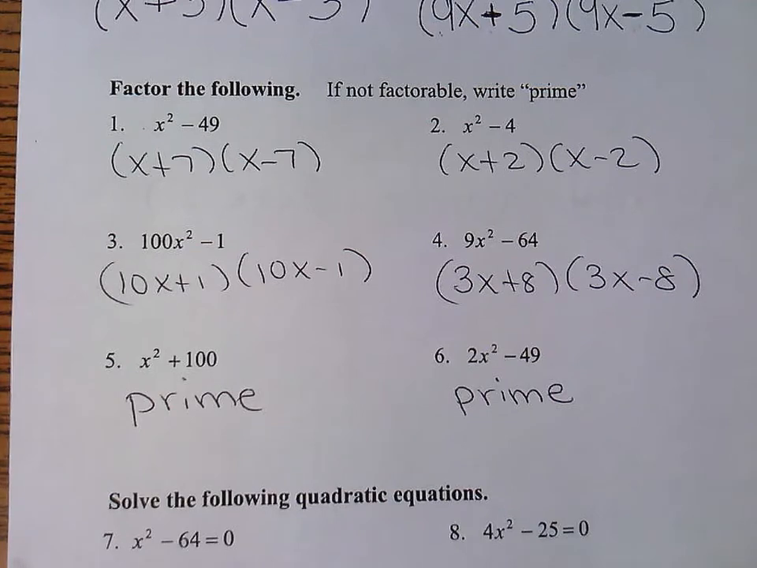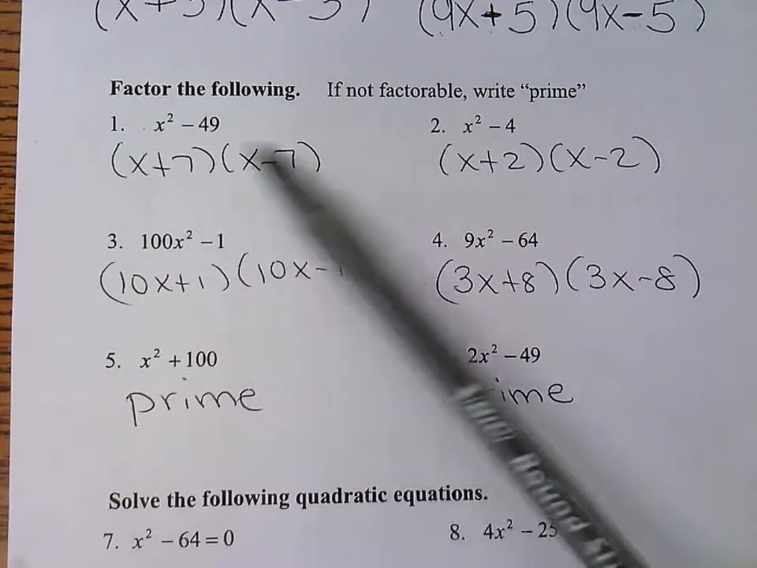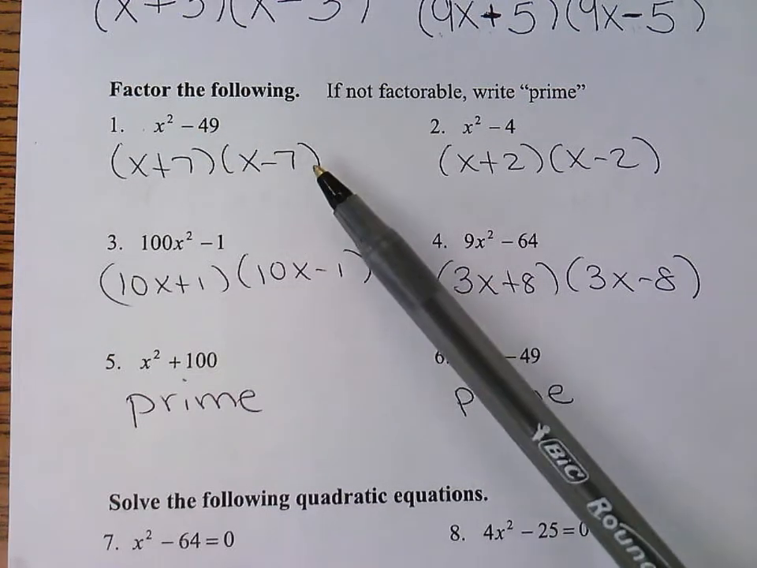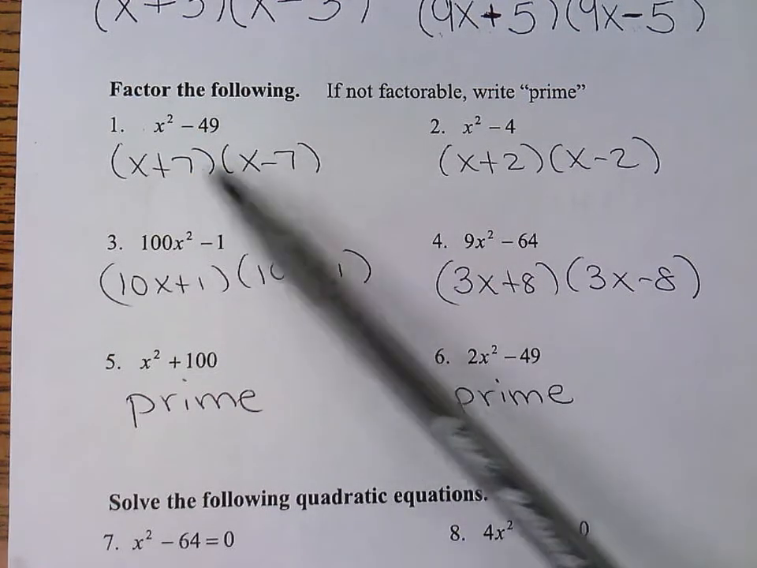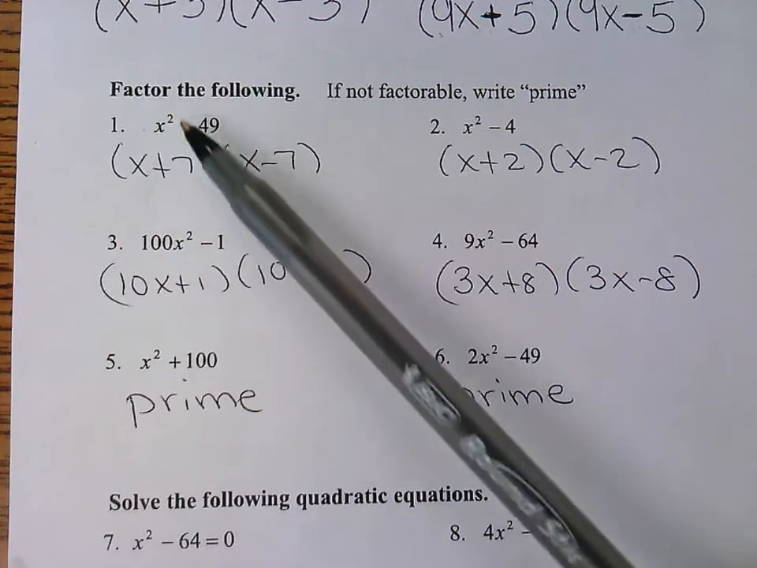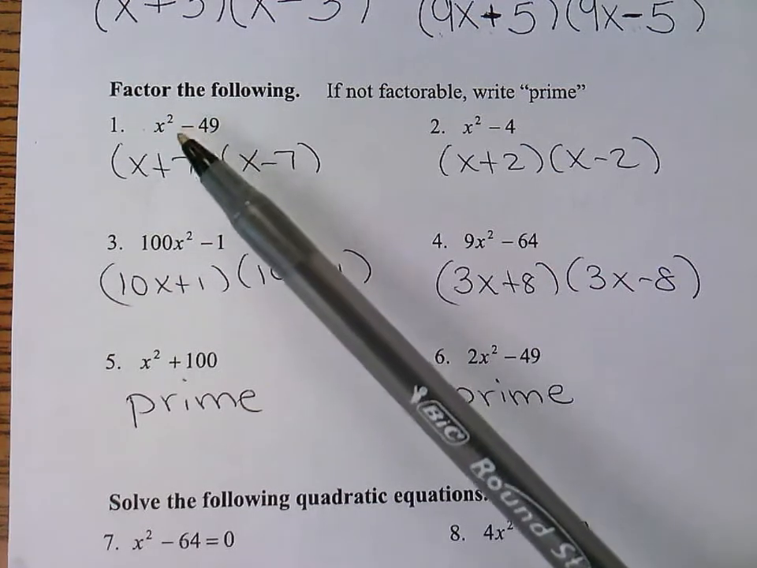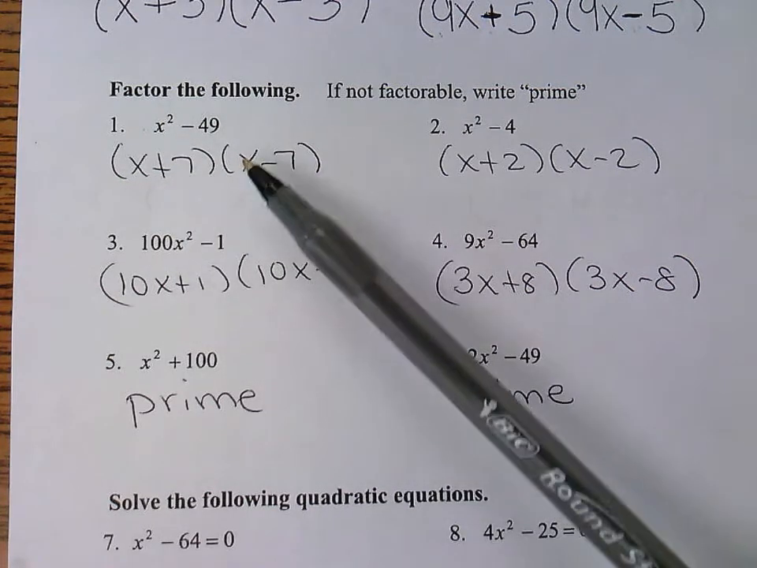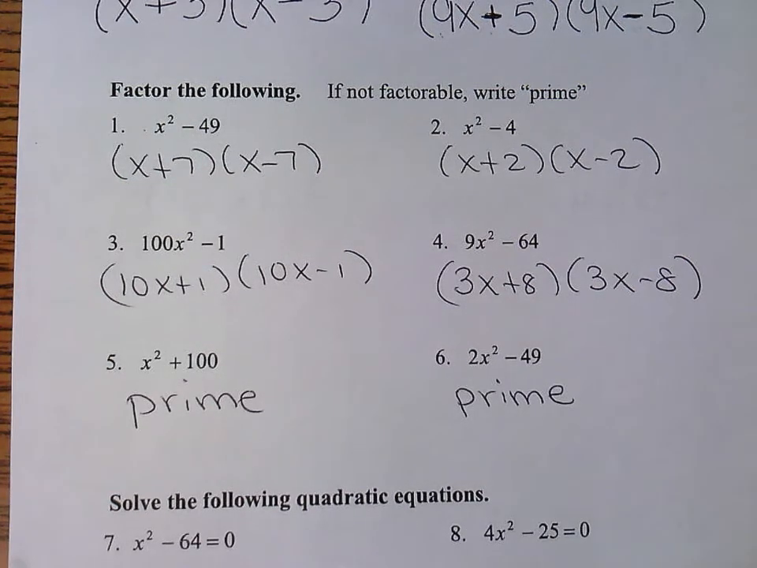So if you look at your answers, make sure that you put one as plus, one as minus, or else it's wrong. x plus 7, x minus 7, because if you put two pluses or two minuses, you end up with a middle term of either 14x or negative 14x. We want it to be negative 7x and positive 7x, so it adds up to 0x. Yes.